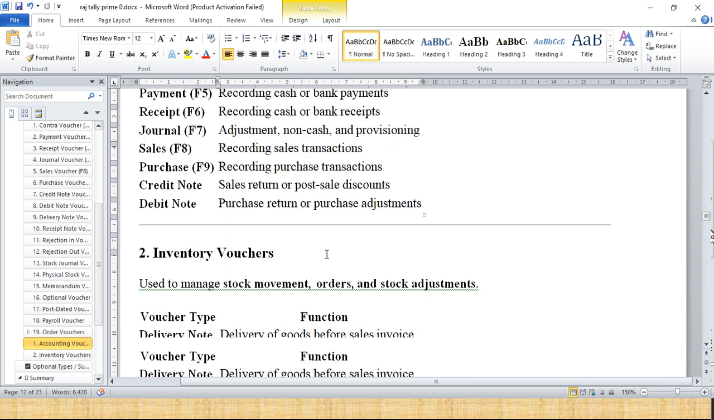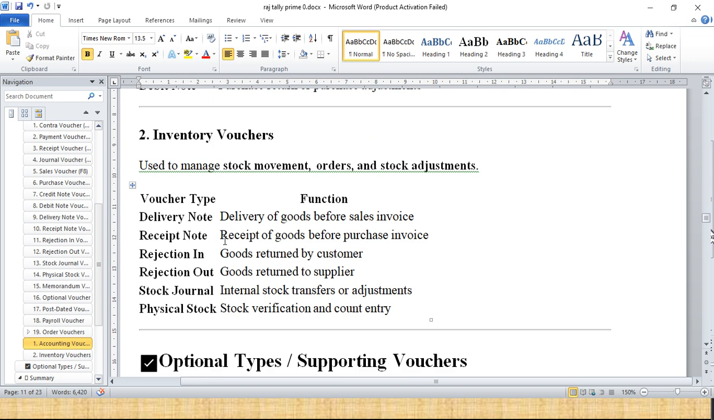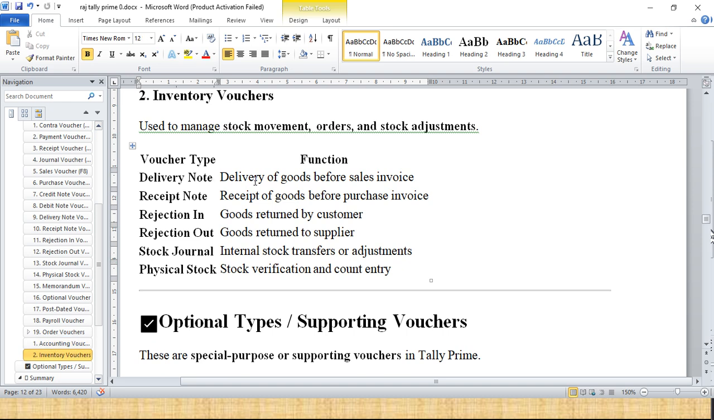Next, coming to inventory vouchers. Delivery note, delivery of goods before sales invoice. If you are doing a business, first we will send a delivery note, that is, a delivery of goods before the sales invoice. We are not going to send the invoice first, but the delivery note. Then receipt note, receipt of goods before purchase invoice.